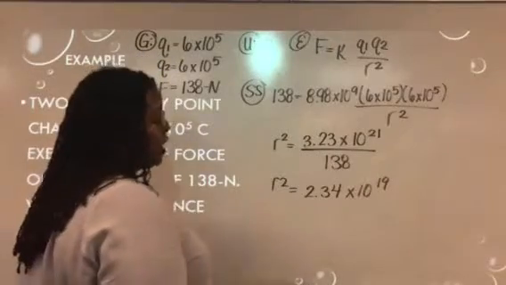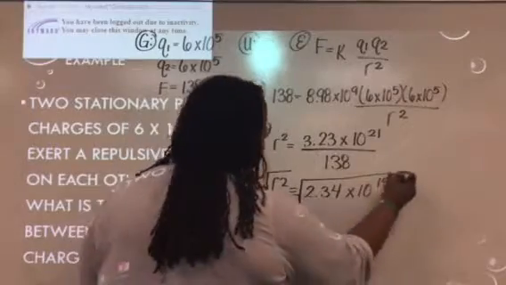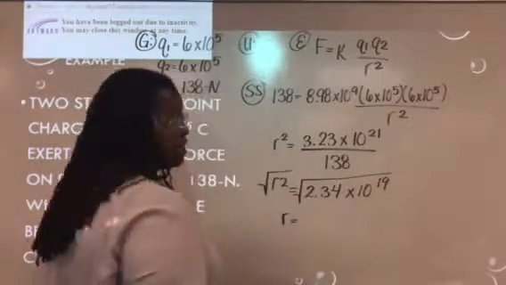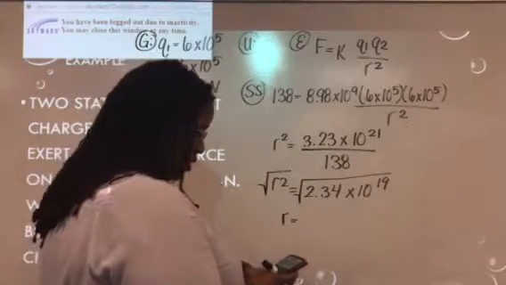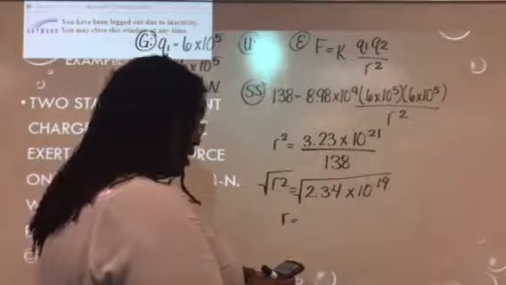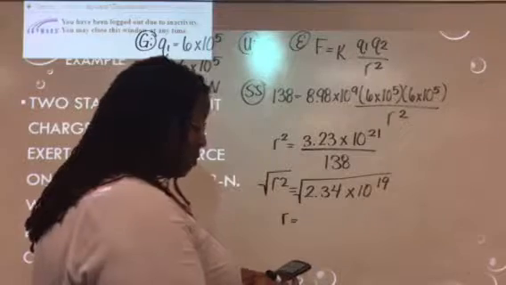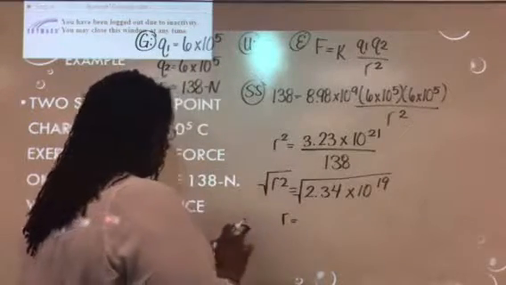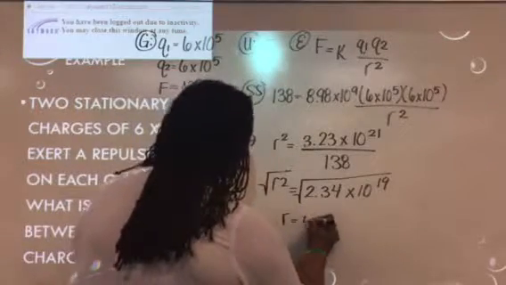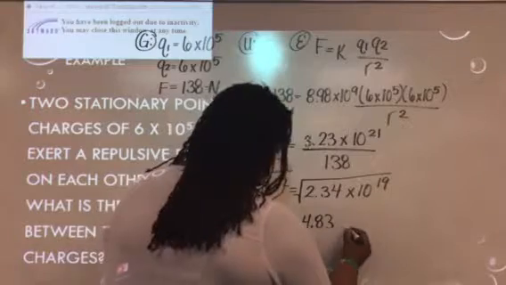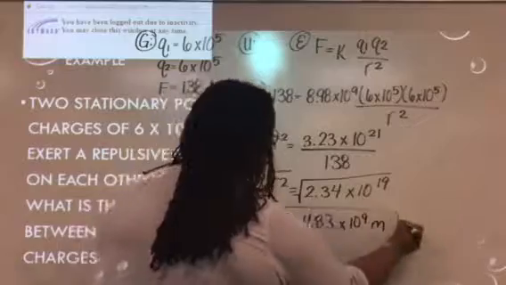You still have r squared. So we already know in order to get rid of the square, we will take the square root to find out exactly what the distance is in r. Take your square root of 2.34 times 10 to the 19th power. And don't forget that your exponent is important. And we end up with a number that needs to be in scientific notation. It gives us 4.83 times 10 to the 9th power. And distance is measured in meters.